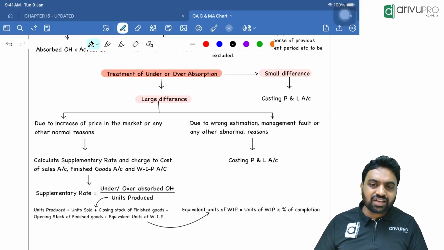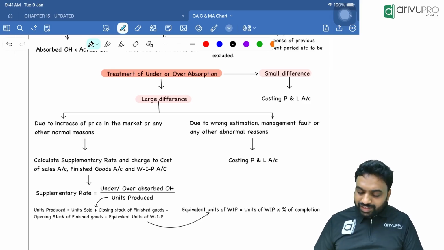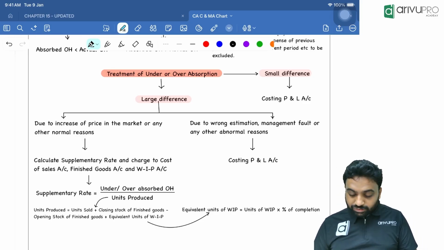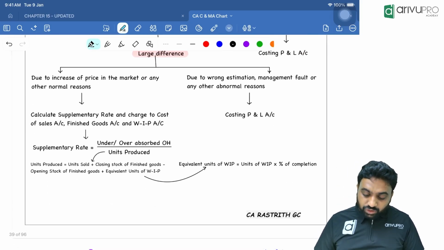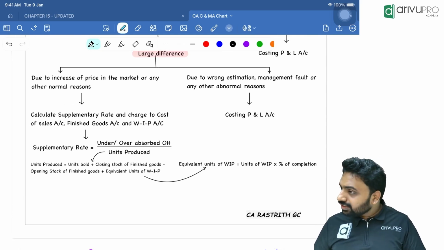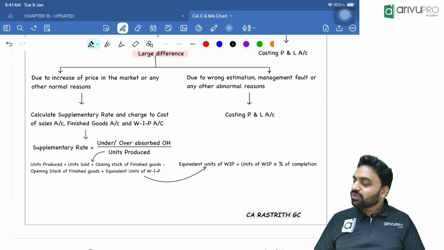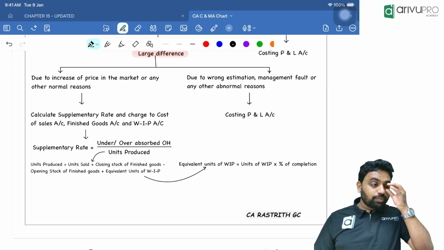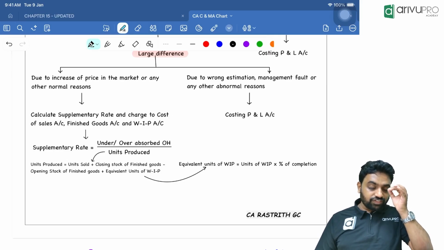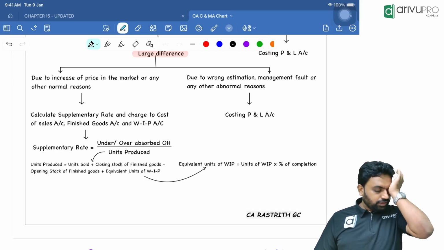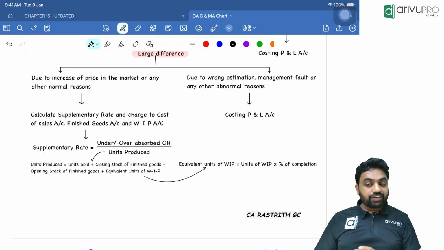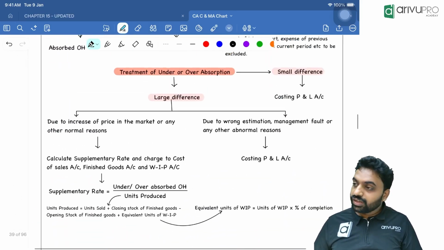How to find out, sir? Over or under recovered amount divided by units produced. Units produced means what, guys? Total units produced is units sold plus closing stock of finished goods minus opening stock of finished goods plus equivalent units of WIP. How to arrive at equivalent units of WIP? Units of WIP multiplied by percentage of completion. Is that clear?